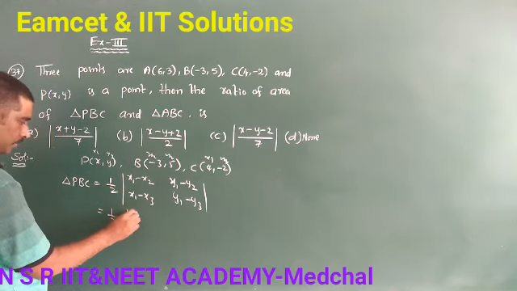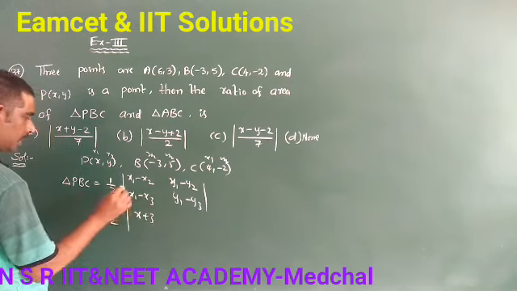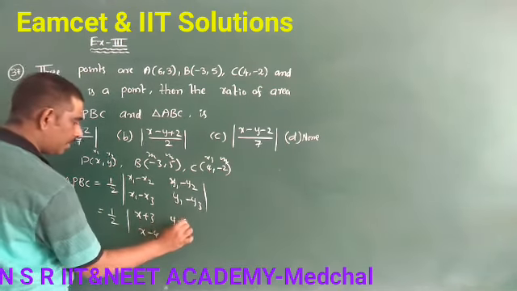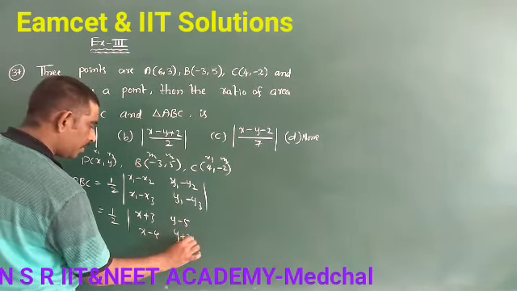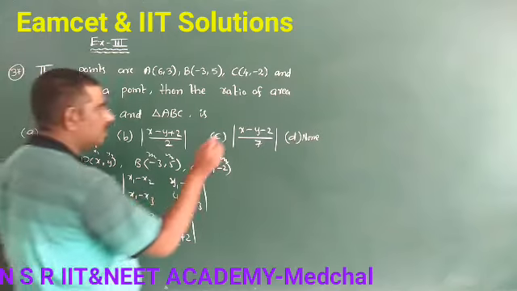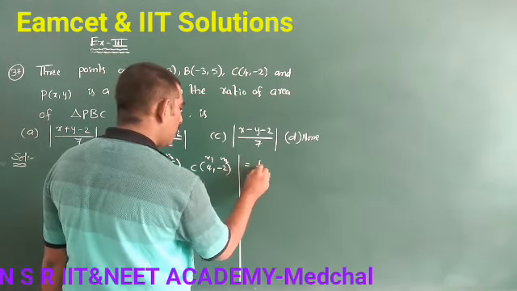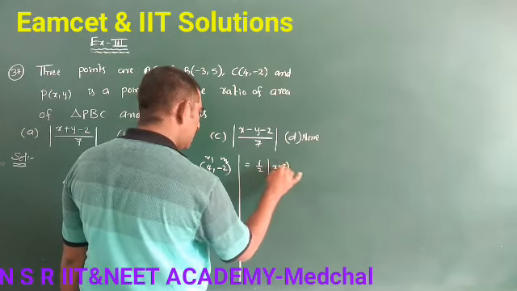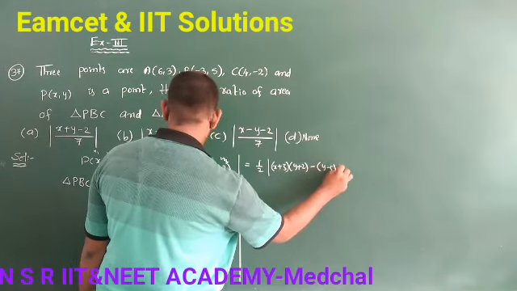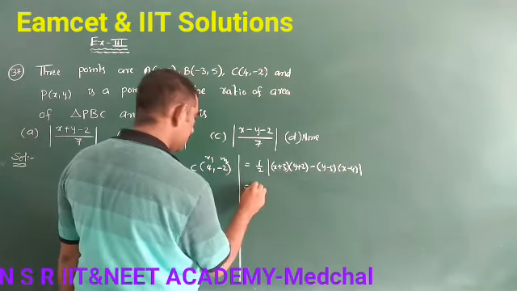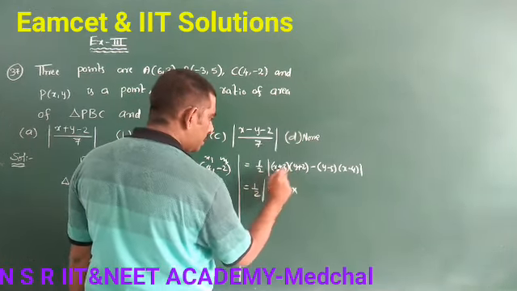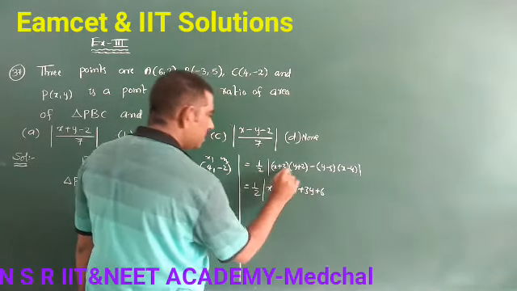x1 minus x2 is x minus of minus 3, that is x plus 3. Next x1 minus x3 is x minus 4. Here y1 minus y2 is y minus 5, and y1 minus y3 is y minus of minus 2, that is y plus 2. Simplify this one, AD minus BC. It is half mod (x plus 3) into (y plus 2) minus (y minus 5) into (x minus 4). Simplify: xy, x into 2 is 2x, 3 into y is 3y, 3 twos are 6.